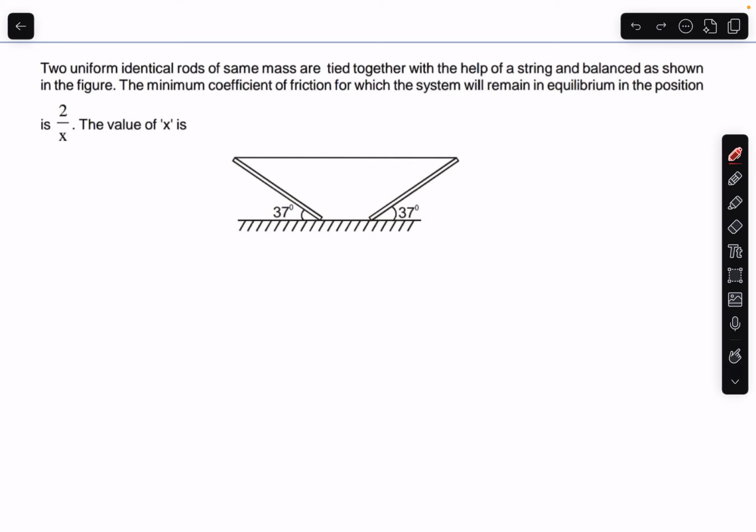The system is in equilibrium and the two rods are inclined at 37 degrees with the horizontal, and at the top you can see the two ends of the rods are tied together. The minimum coefficient of friction for which the system will remain in equilibrium in this position is 2 by x. Then we have to find the value of x. In such problems, you should always proceed with the free body diagram. And since the two rods are identical, you can proceed by investigating any one of the rods.